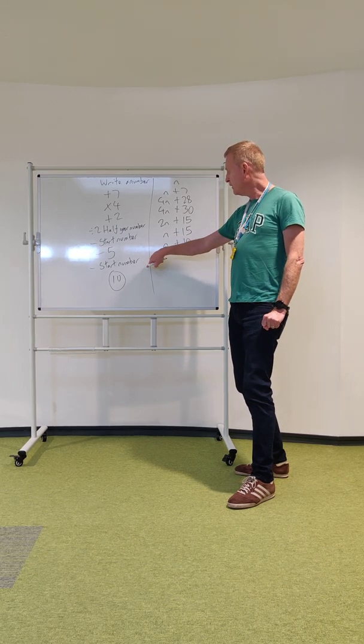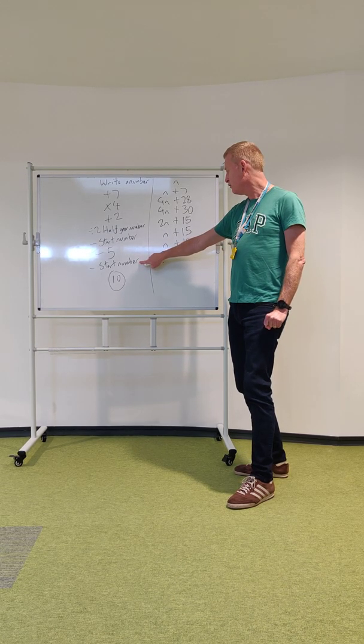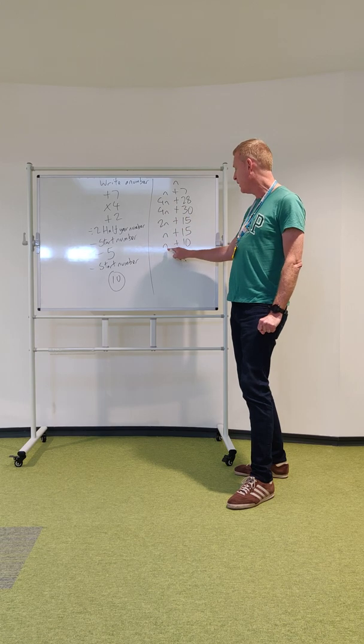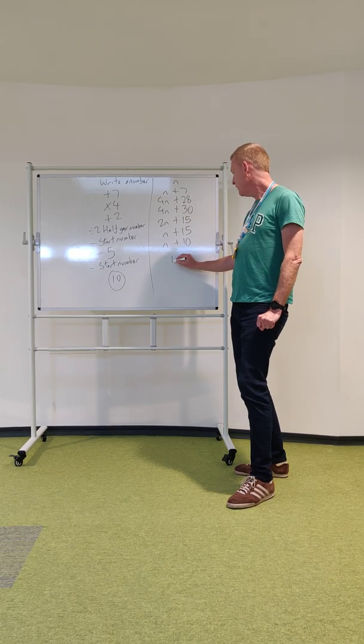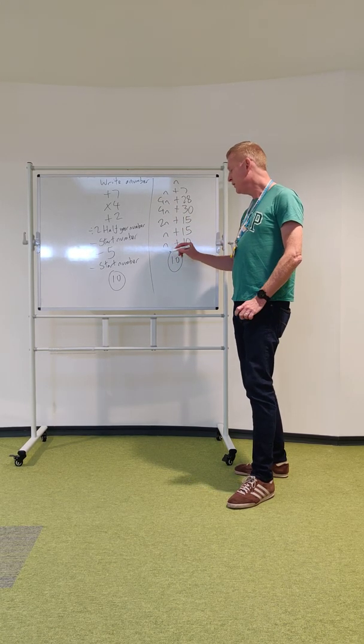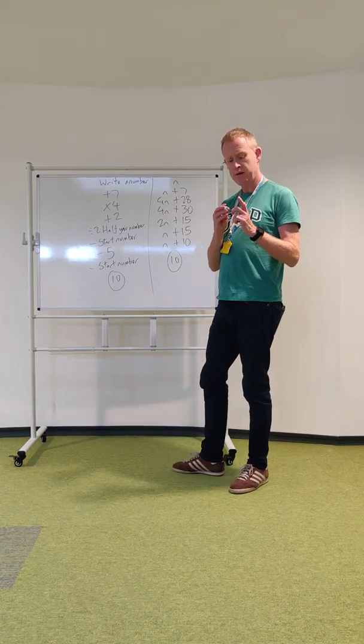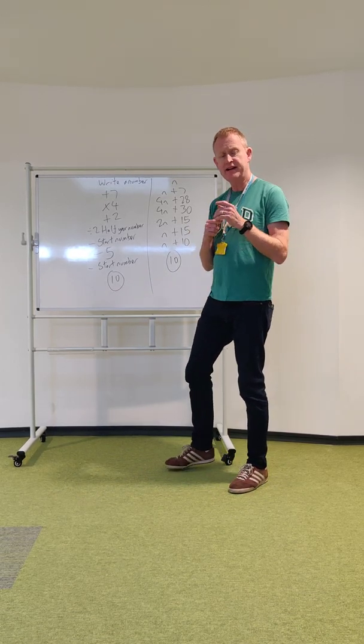And the last thing I'm doing is subtracting my start number again. Well, my start number's n. If I take away n from n plus 10, I'm just left with 10 on its own. And that's why it works. So I'm hoping that makes sense.